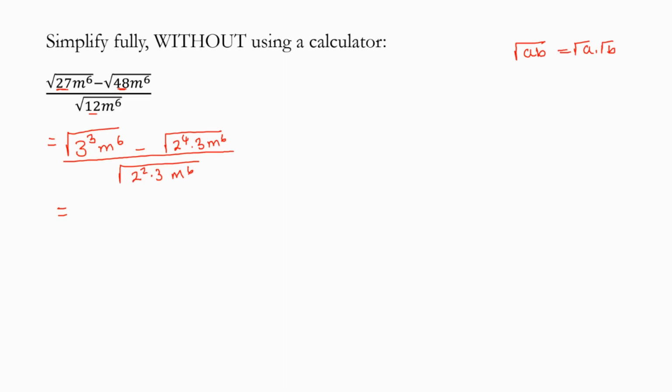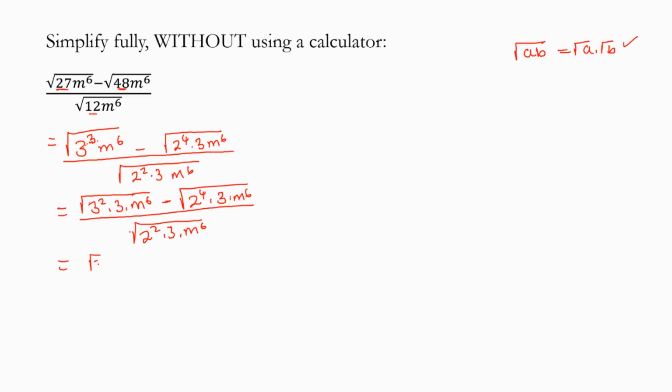Right, if you check here, we have 3 cubed. We can split the 3 cubed into 3 squared times 3. Let's just do that. So it's square root of 3 squared times 3 times m to the power 6, minus square root of 2 to the power 4 times 3 times m to the power 6, over square root of 2 squared times 3 times m to the power 6. Okay, you see that? We can use this law here.